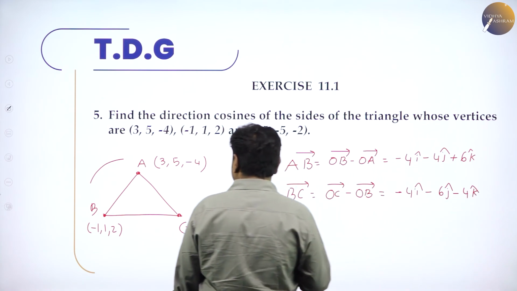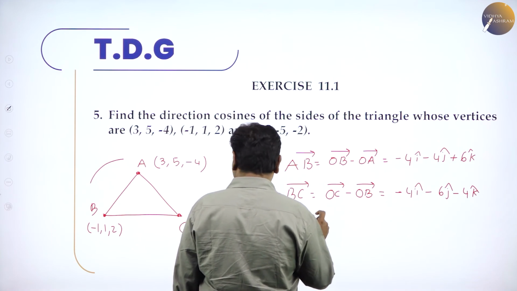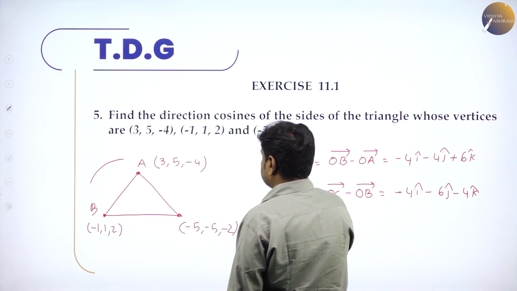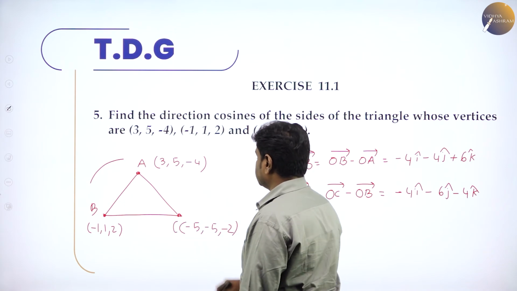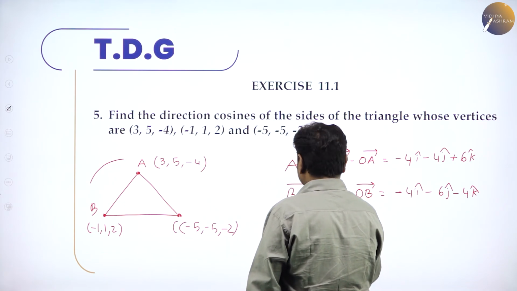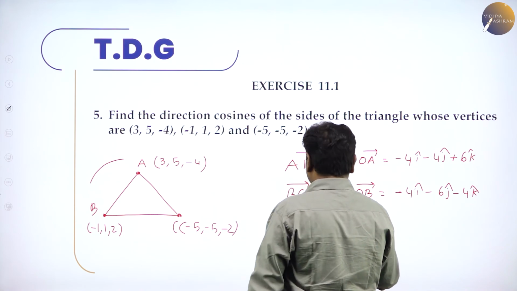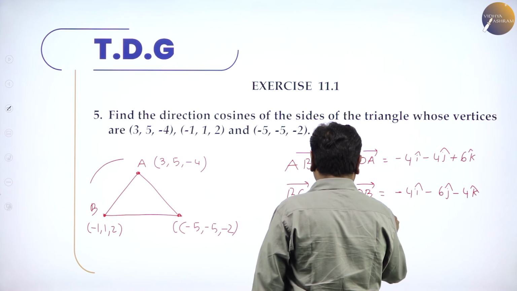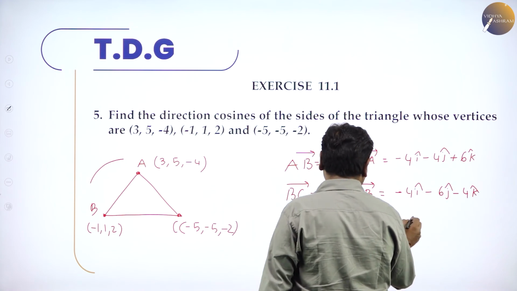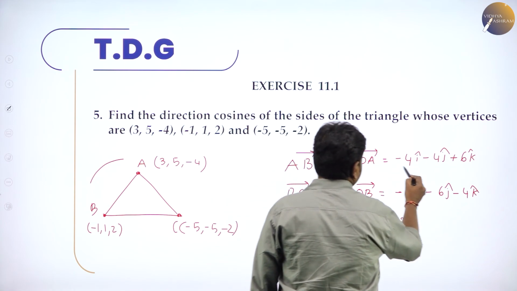Then AC. This is vector AC. So minus 5 minus 3 is minus 8 i cap. Minus 5 minus 5 is minus 10 j cap. Minus 2 plus 4 becomes plus 2 k cap. We got the sides. Vector AB is this vector.